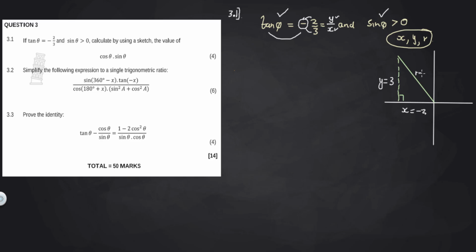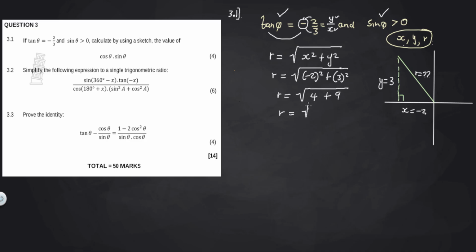Now, that's the whole point of drawing a triangle, so that you know which values you're working with. You need your x, y, r before you can answer any question. Let's calculate r. We're going to use Pythagoras. r is equal to the square root of x squared plus y squared, which is the square root of negative 2 squared plus 3 squared. r is equal to the square root of 4 plus 9, which is the square root of 13.